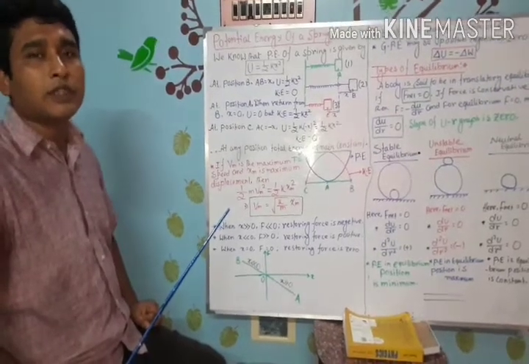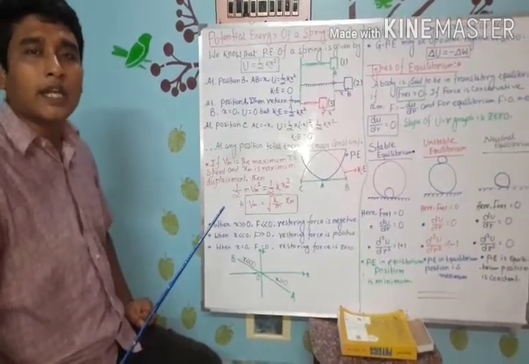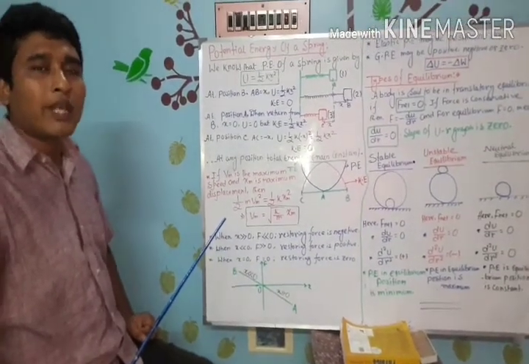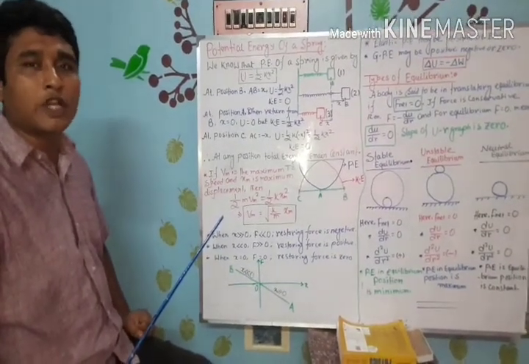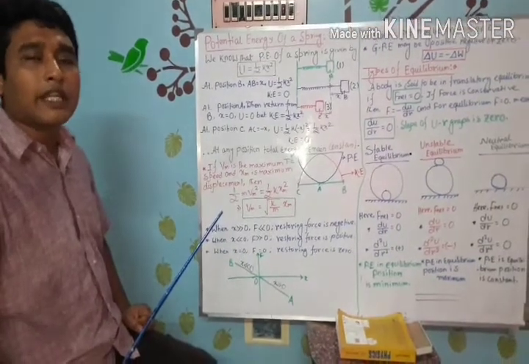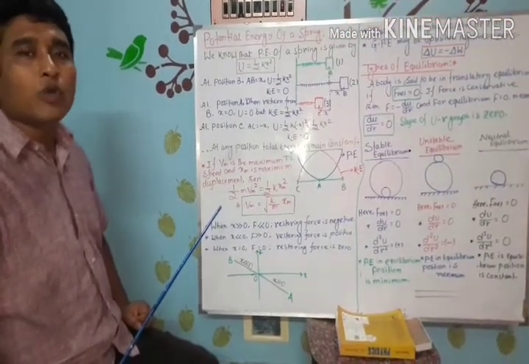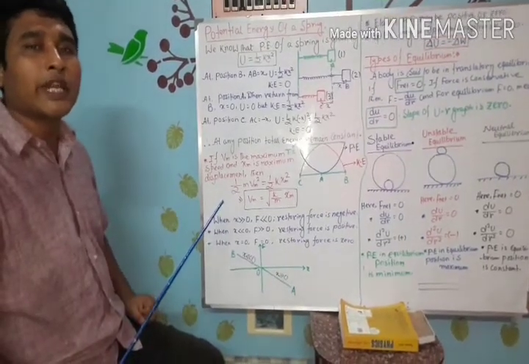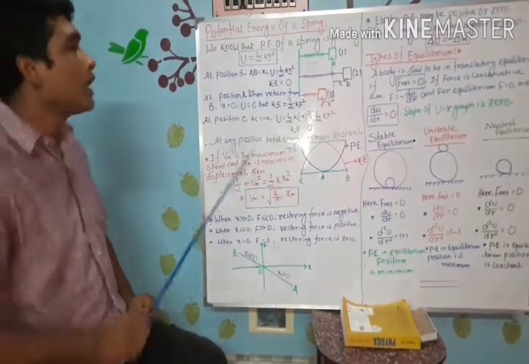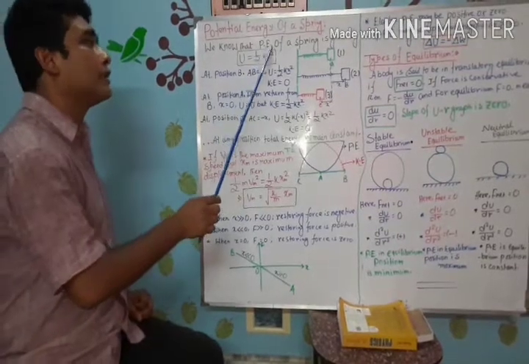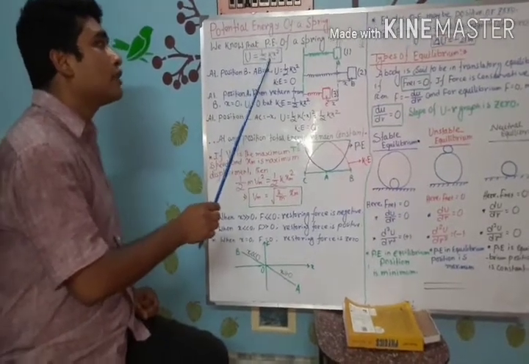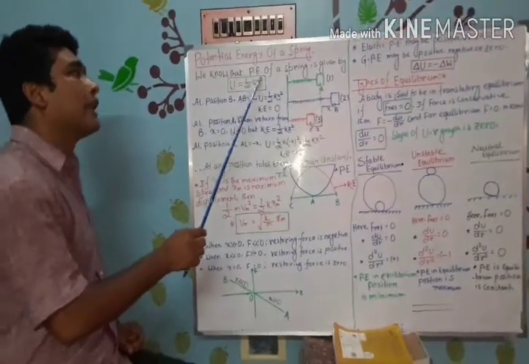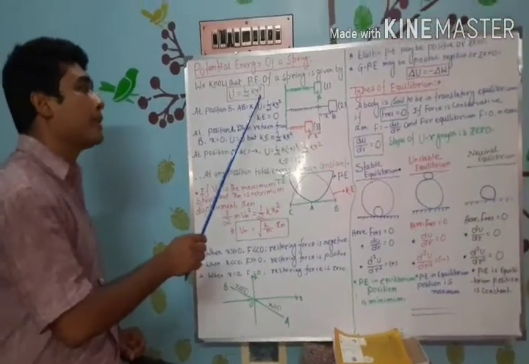In my previous physics class, we discussed the elastic potential energy of a spring whenever a spring is elongated or compressed. The expression for elastic potential energy of a spring is U equal to half k x square, where k is the spring constant of the material of the spring and x is the extension or compression of the spring.